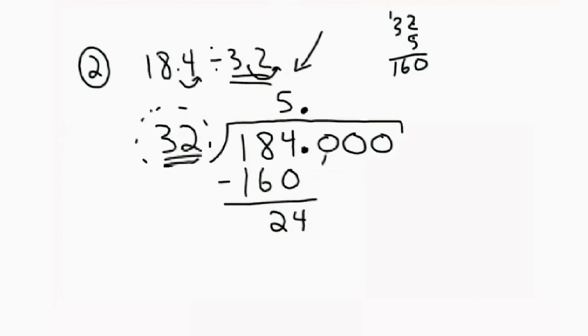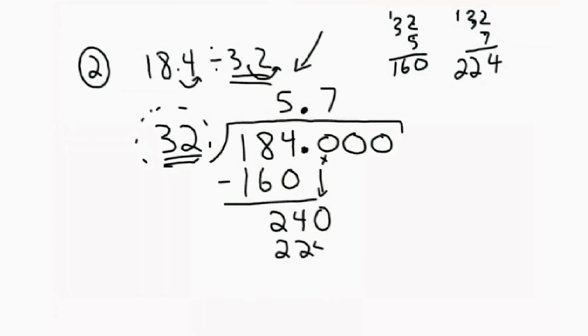Okay, so carrying on then, we carry down the 0, and now we have 240. And 32 into 240, I'll say is 7. And 7 times 32, 2 times 7 is 14. 3 times 7 is 21, plus 1 is 22. So we get 224. And now we have to subtract.